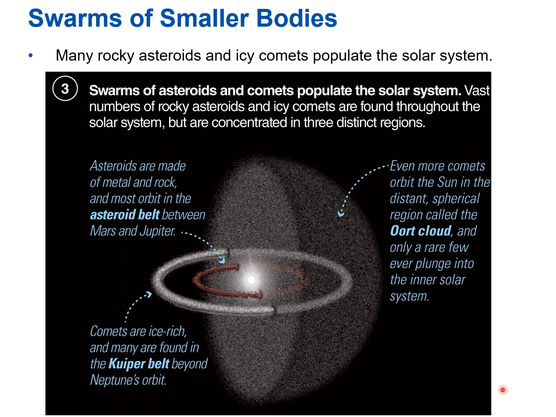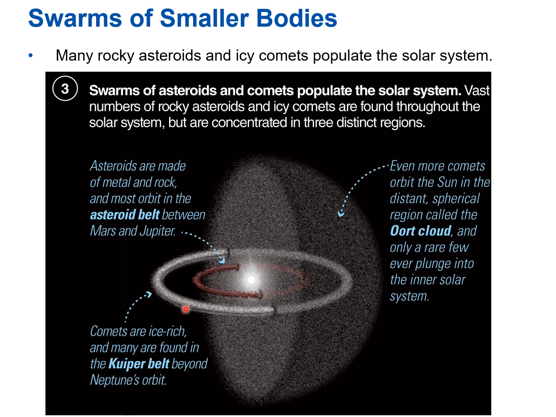Now, this picture shows, here's the sun, and in this brownish circle around it is the asteroid belt. Asteroids are made of metal and rock, and most of them orbit in the asteroid belt between Mars and Jupiter. Expanding outward, we have two regions of comets. Comets are icy. Here it says they are ice-rich, and many are found in the Kuiper belt beyond Neptune's orbit. And on the next screen, I'll show you the Kuiper belt.